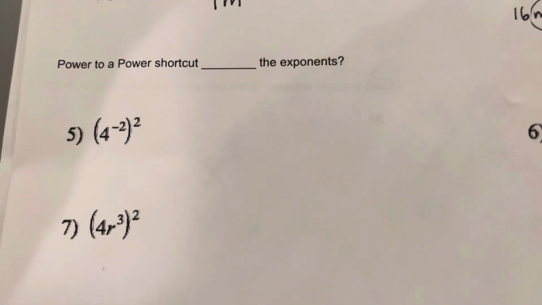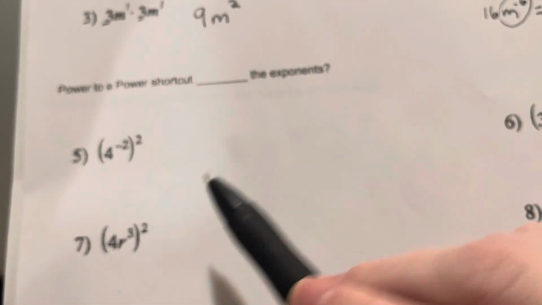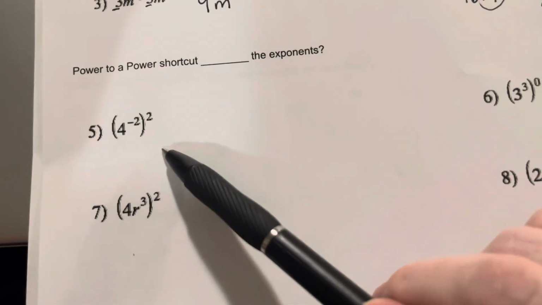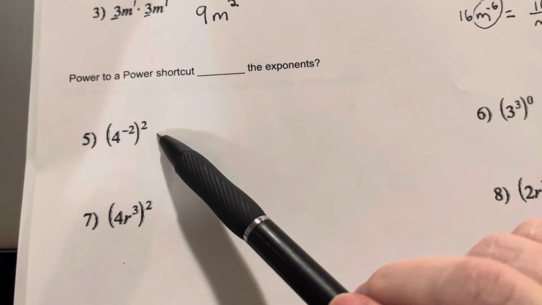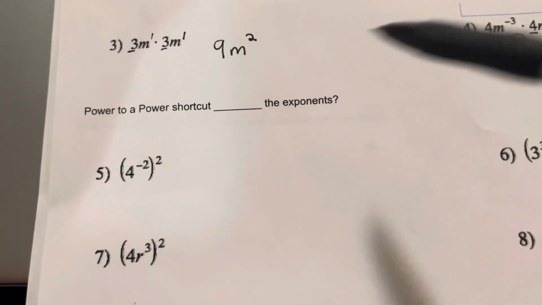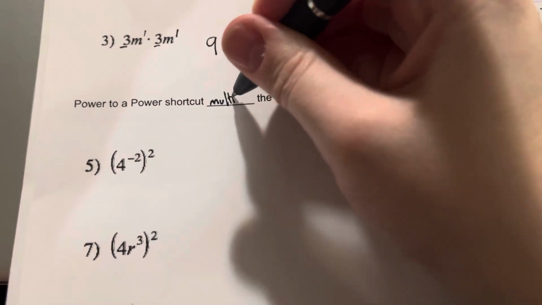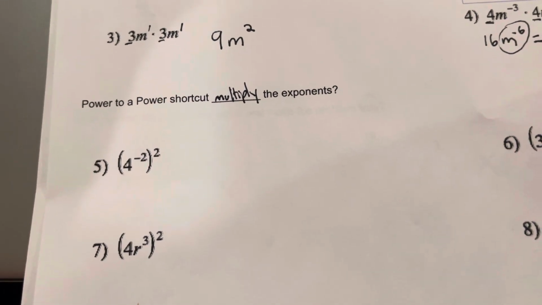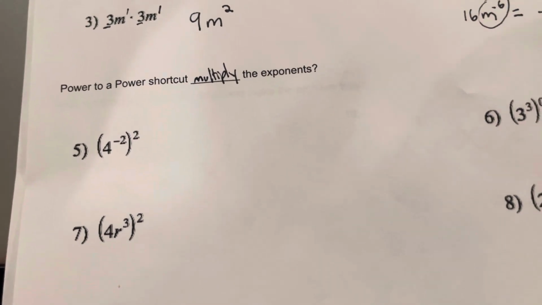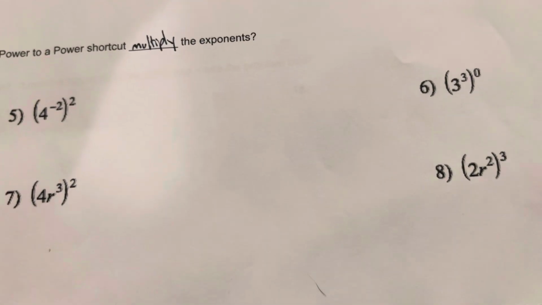Awesome. Okay, so we go next to the power to a power rule. Looking at these examples right here, what is my shortcut? My shortcut is I need to multiply the exponents together to get my final answer. So your turn to do number 5, 6, 7, and 8. Go.